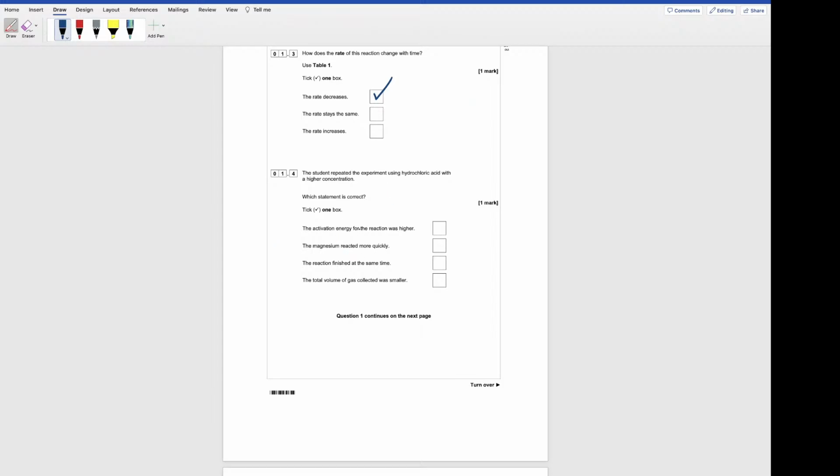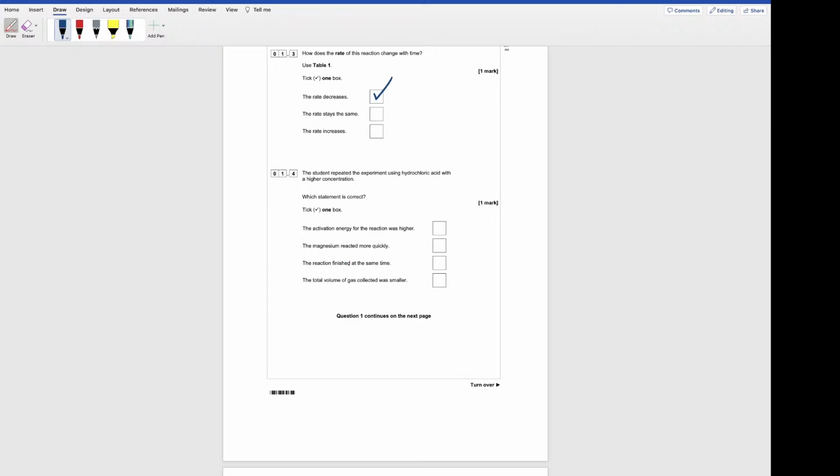The activation energy for the reaction was higher. Well, that's not going to be correct because a concentration wouldn't affect activation energy. The magnesium would react more quickly. Now, straight away, I'm thinking it's going to be that one. But let's have a look at the other two just to be certain.